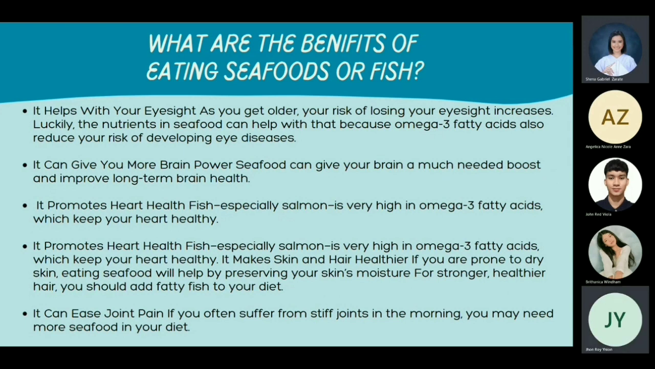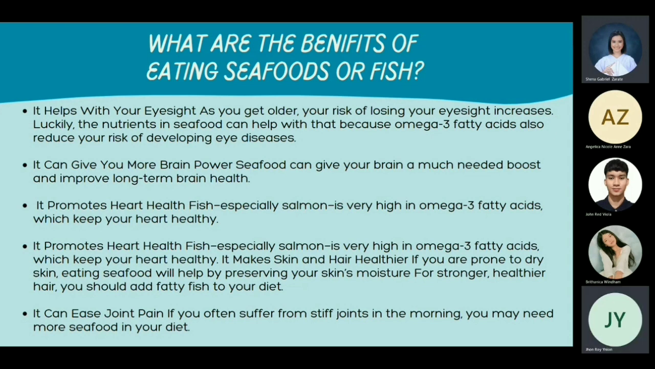Eating seafood and fish can also help with your eyesight. As we get older, the risk of losing our eyesight increases. Luckily, the nutrients in seafood can help with that because omega-3 fatty acids also reduce the risk of developing eye diseases. Vitamin A, which can also be found in seafood and fish, is also crucial for eye health. Without enough vitamin A in the food that we are taking, we could definitely develop night blindness, which makes it difficult to see at night.